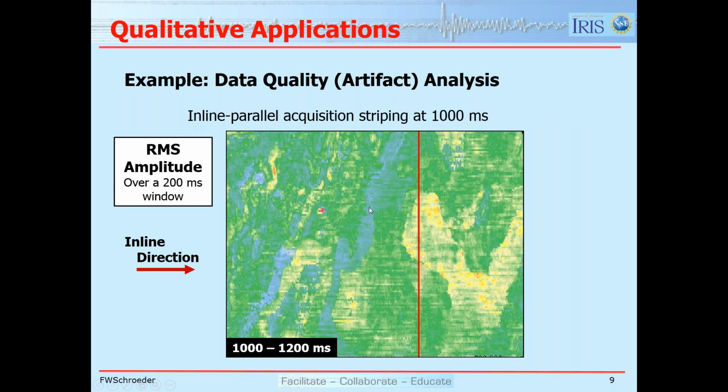This is the same data set. Now I have a window that starts at 1,000 milliseconds and goes down to 1,200 milliseconds. So again, it's a 200 millisecond thick window. I'm looking at root mean squared amplitude. I know from the previous slide that the inline striping should go east-west.